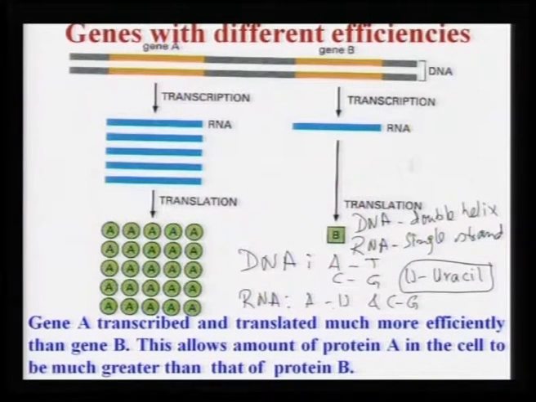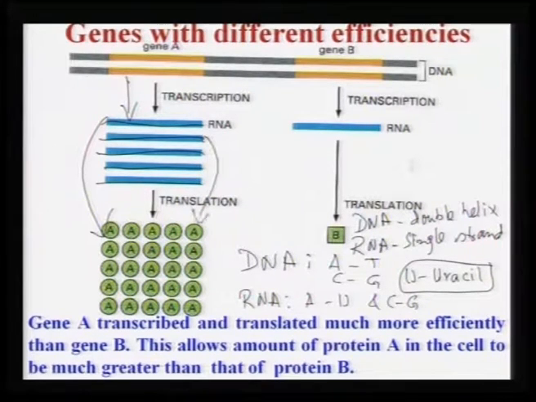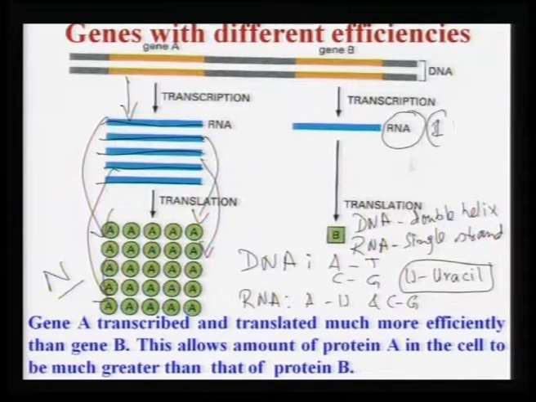In this particular case, when gene A goes through transcription, a number of RNA copies are made. These individual RNA copies can then individually produce a large number of protein molecules, and as a result you end up having capital N number of protein molecules here. In case of gene B, although it produces similar RNA copies, the number of RNA copies is just 1, and therefore you have a very small n number of protein molecules. So, gene A is known as highly efficient, gene B is known as less efficient.